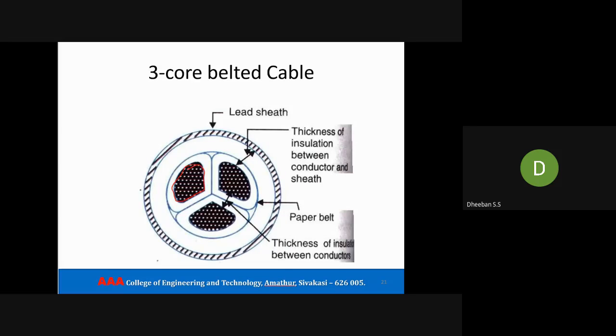So here you can see it consists of three cores. It is first core, followed by the second core, followed by the third core. And after these cores, it starts with your insulation layers. So around here, there will be many kinds of insulation layers. These cores will be covered with your paper belt. Okay, so that's what they have given.